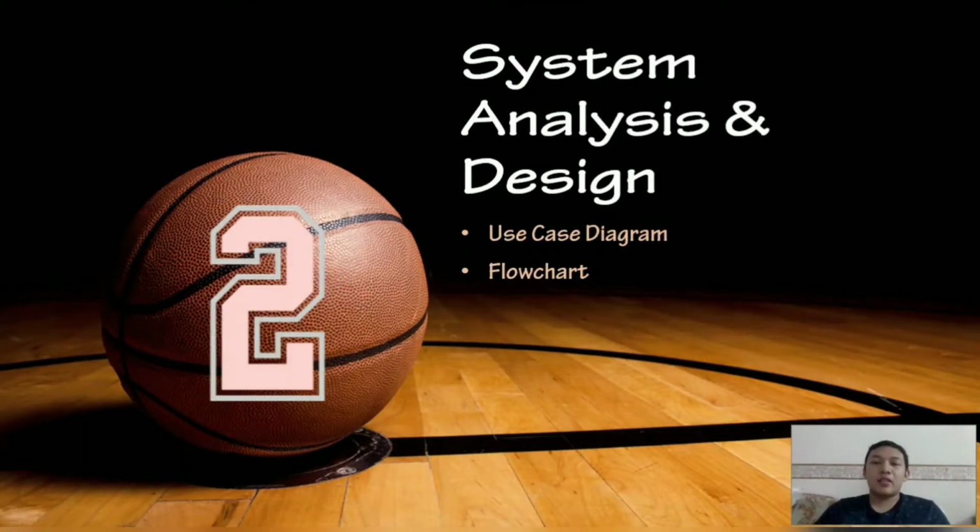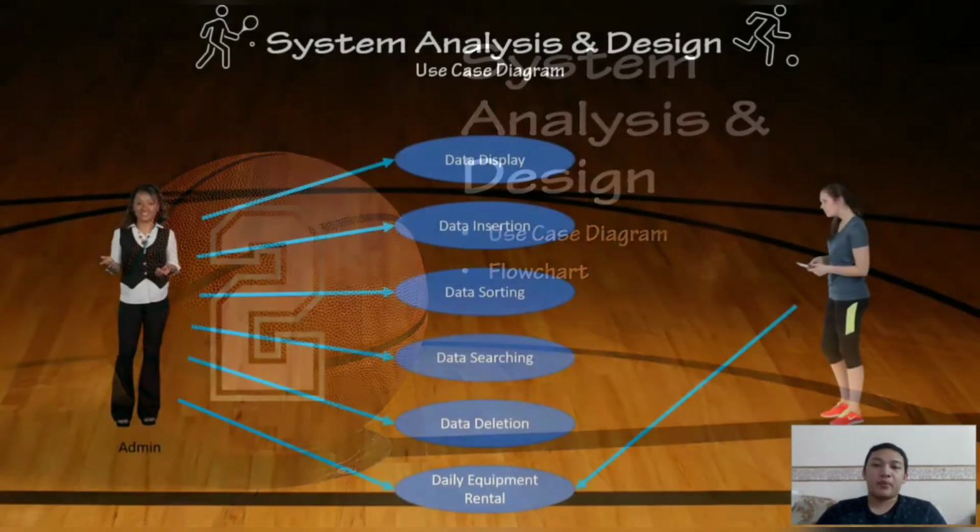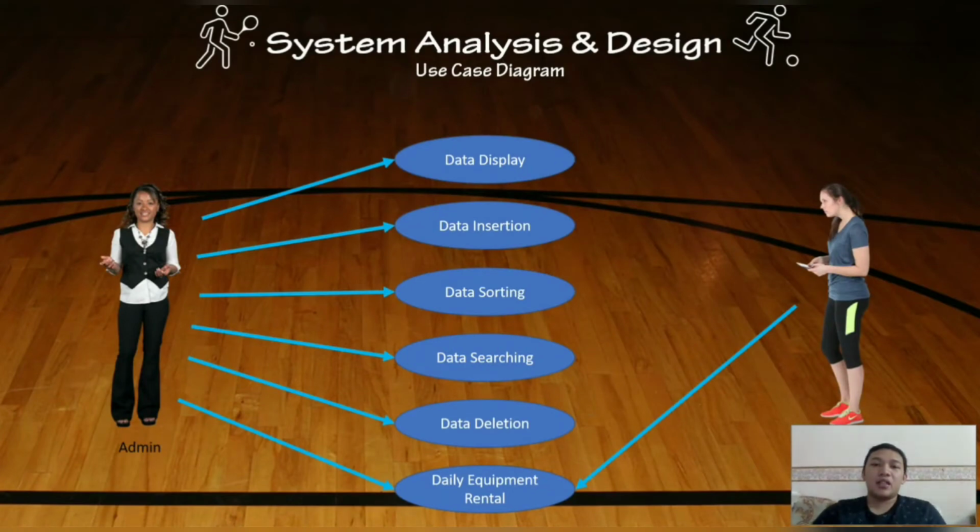Next, let's look at the system analysis and design. In this part, we are going to include the use case diagram and also the flowchart. Here we can see the use case diagram of our sports registration system. We have admin and also customer. Admin can access all the functions, all the modules inside our system, but customer may only retrieve the daily equipment rental.